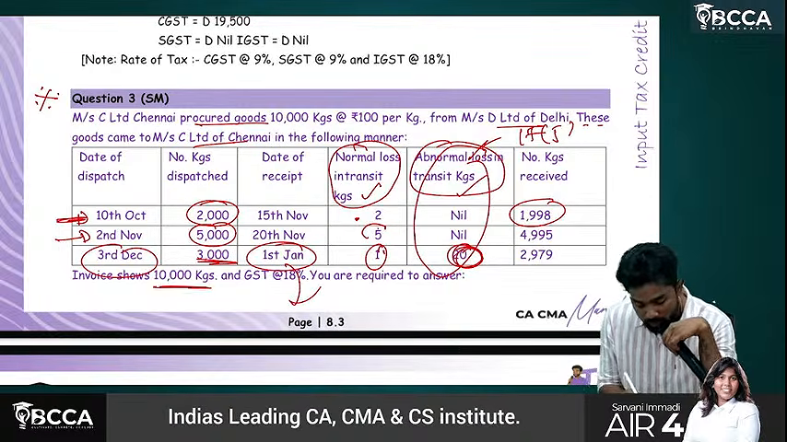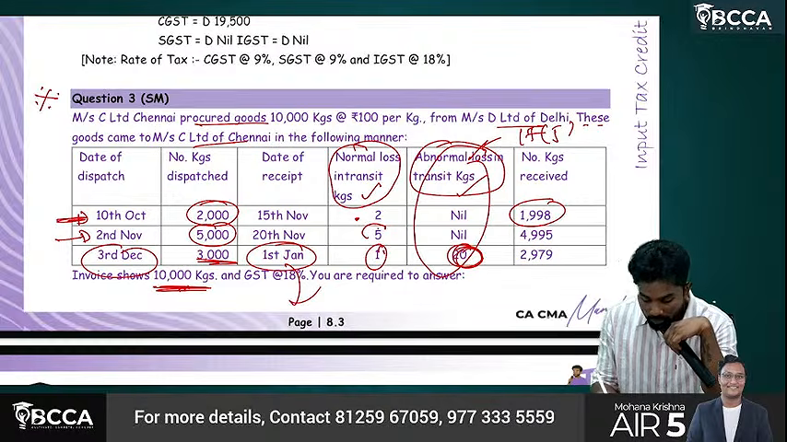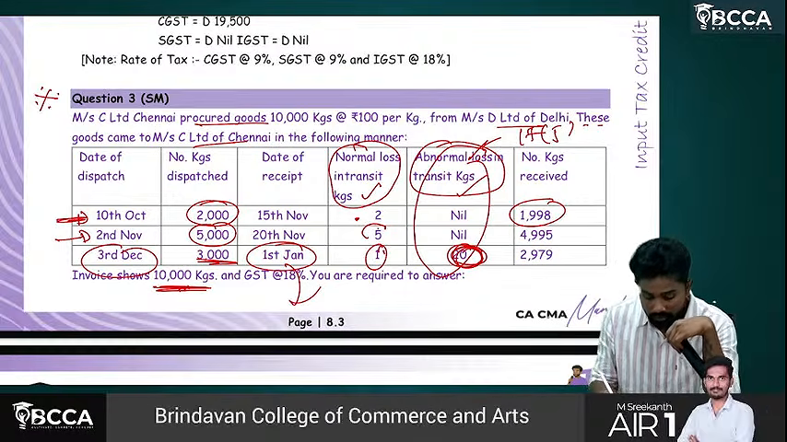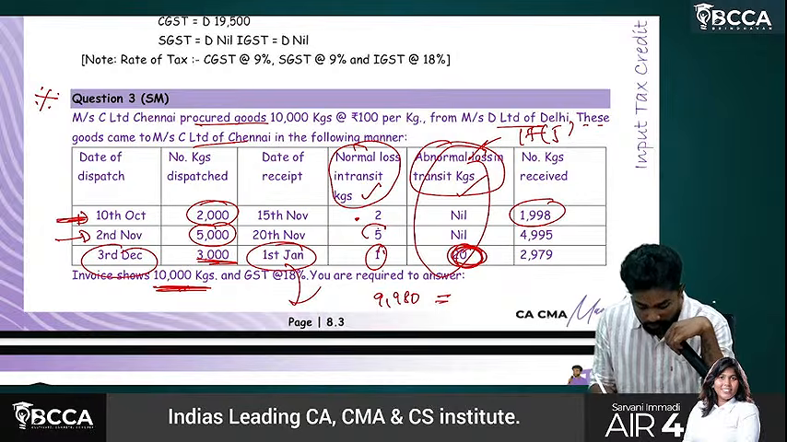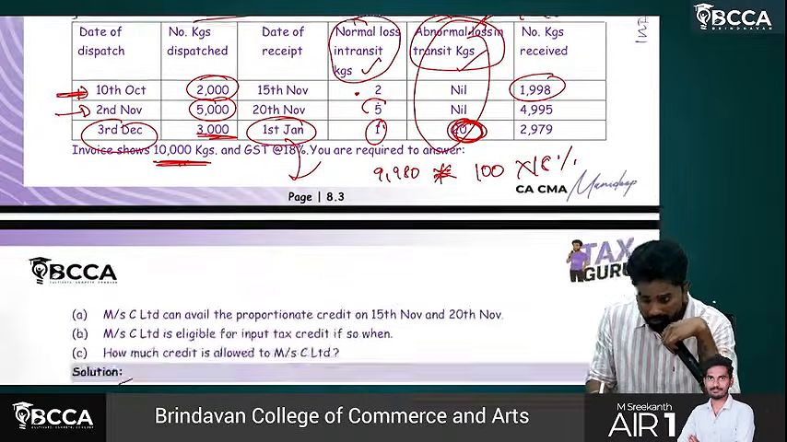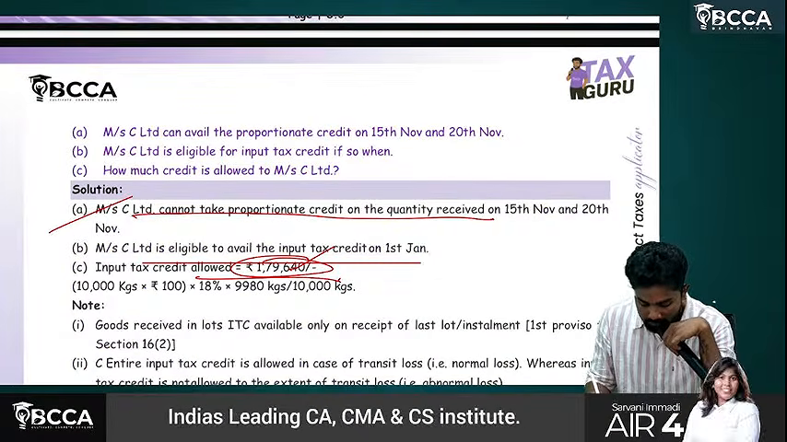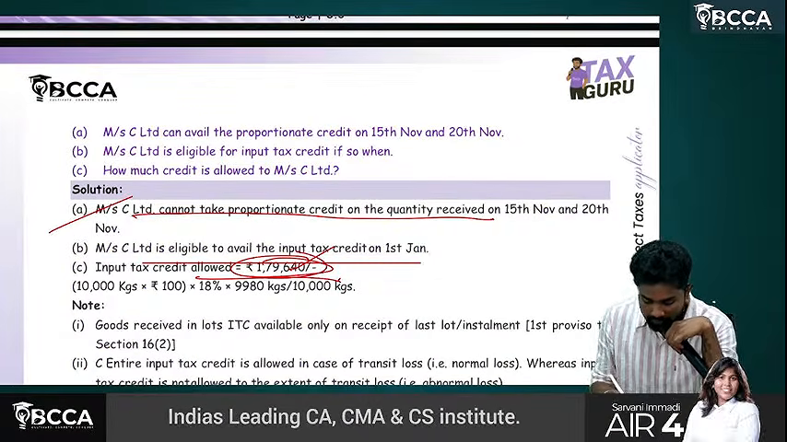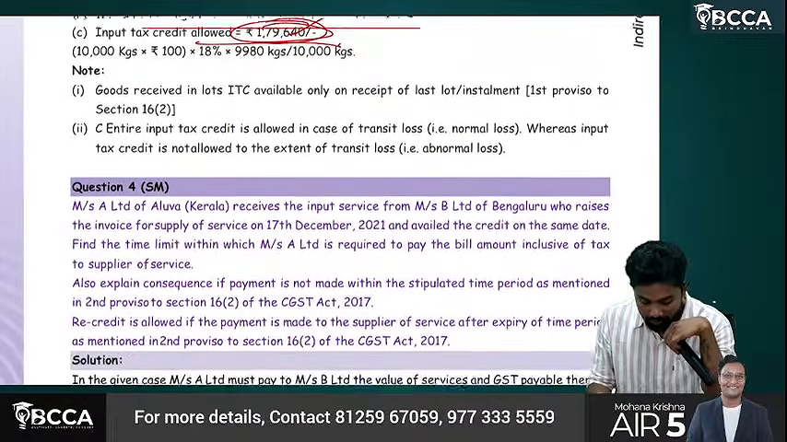Can you avail for total 10,000 kgs? No. How much is the abnormal loss? 20. So if you subtract that, only with respect to 9,980 kgs you can avail ITC. So 9,980 into 100 into 18% you can avail as ITC. How much, sir? 1,79,640 you can avail as ITC.